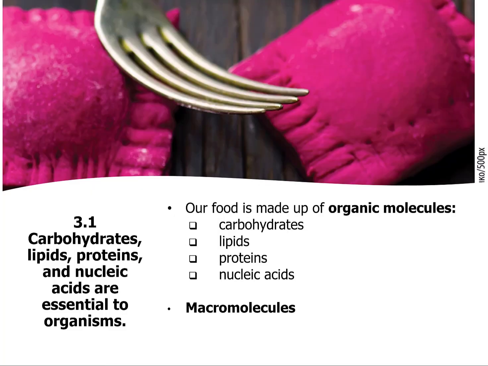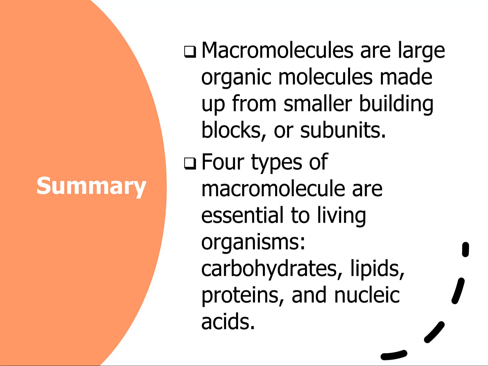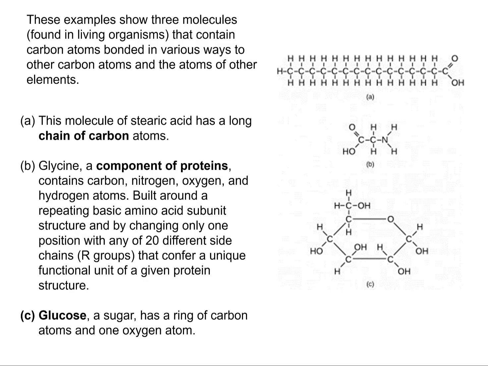So, food is made up of organic molecules. Of course, that's carbon containing molecules: carbohydrates, lipids, proteins, and nucleic acids. And macromolecules are sort of a mixture or could be a repetition of any of those listed above. So we're going to talk about that. A macromolecule is a large organic molecule made up of building blocks or subunits. There are 4 types of macromolecules: carbohydrates, lipids, proteins, and nucleic acids. And we'll show an example found in living organisms.